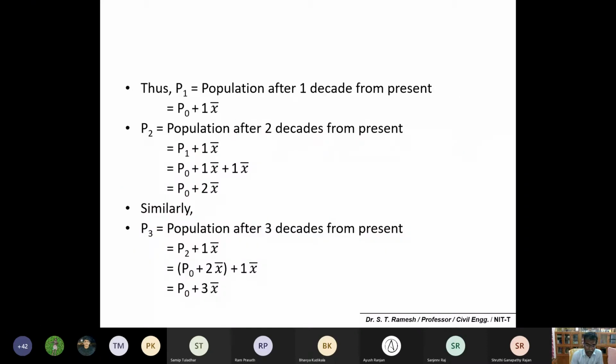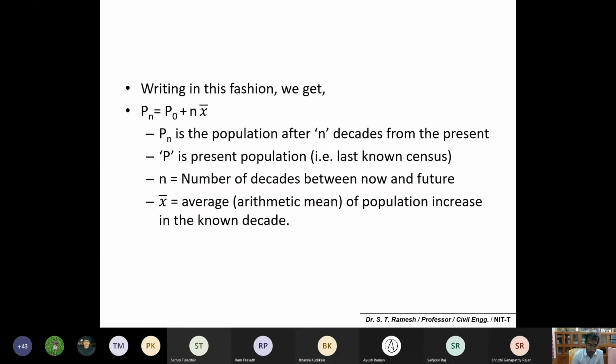P0 is the particular decade, and x bar is the average. This is for the first decade, and for the second you can add P1 plus 1 times x. P1 you can substitute from this equation, so thereby P0 plus 2 times the average value. It will go on to P3, and you can have a general equation: Pn for the particular case is equal to P0, the initial population, plus n times x bar. Here n corresponds to the number of decades between now and the future.